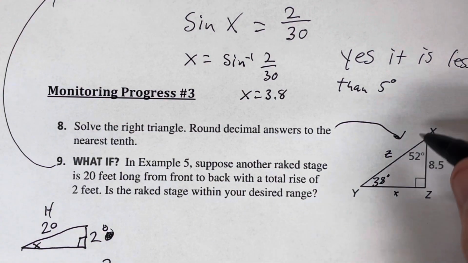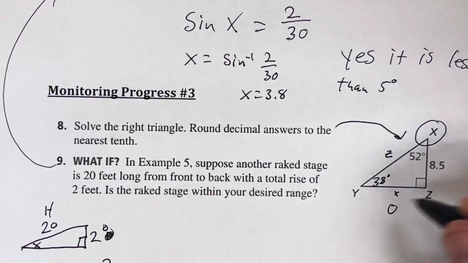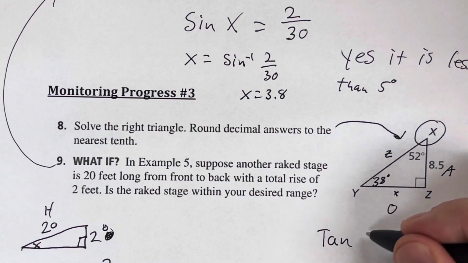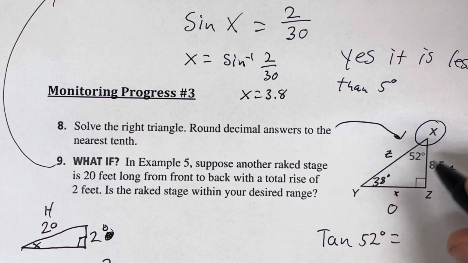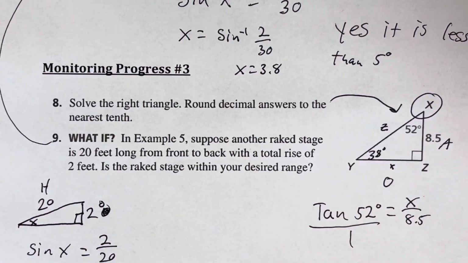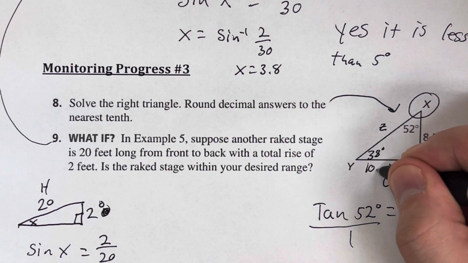So the angle we know is here, 52. Let's find x first. Opposite adjacent. TOA. Opposite adjacent is tangent of the angle. Tangent of 52 equals opposite x over adjacent 8.5. Put it over 1 and we'll cross multiply to solve. So 8.5 times the tangent 52 is 10.9. So x is 10.9.